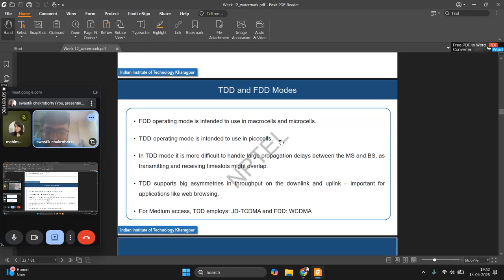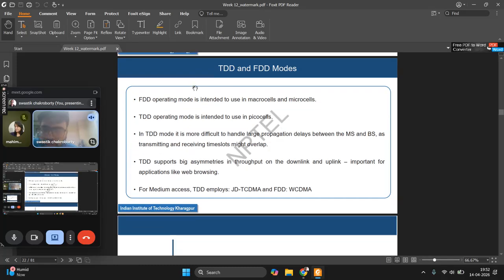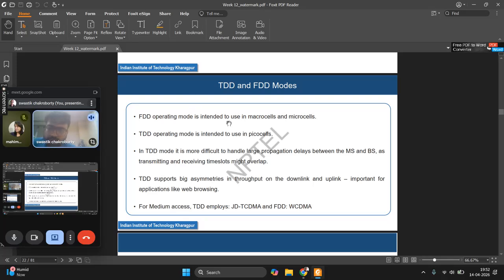Okay, so FDD operating mode. Now, why do we need two modes? The FDD operating mode is intended for macrocell and microcell use, and TDD operating mode is intended for picocell use. Because picocells use a lot of bandwidth, because you have to give a very high data rate.